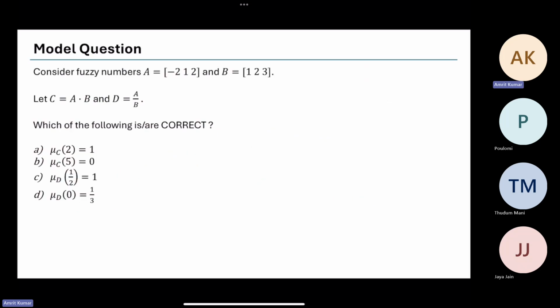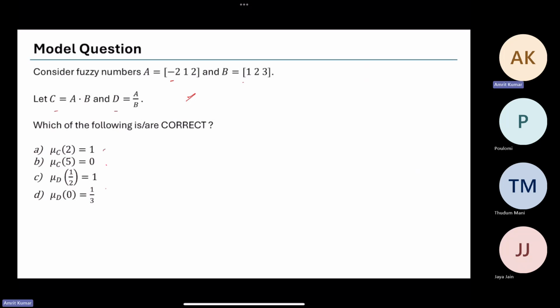Okay, so we have one more question. This is the last question on extension principle. And after that, we'll cover one question on fuzzy equations and conclude the session. So we have two fuzzy numbers A and B. Both of them are triangular numbers. And then we have C and D defined in this manner. And we need to identify which of these four options are correct.